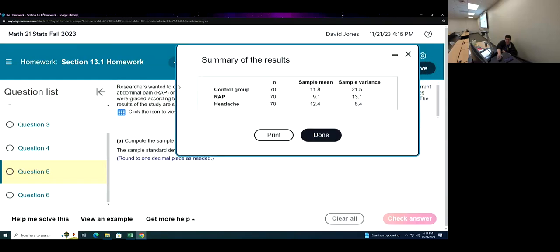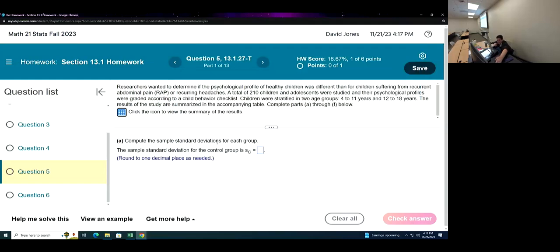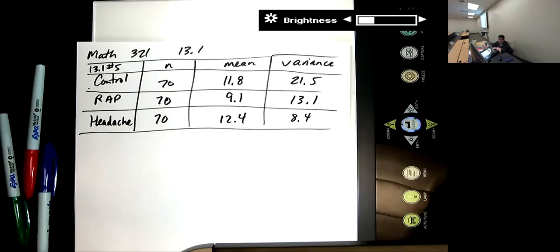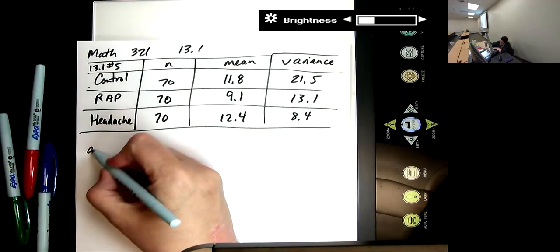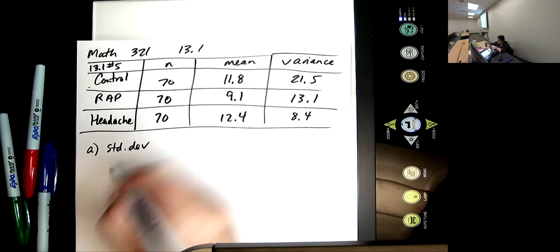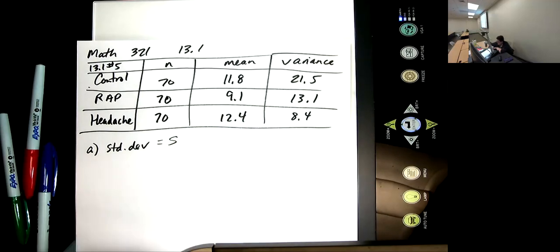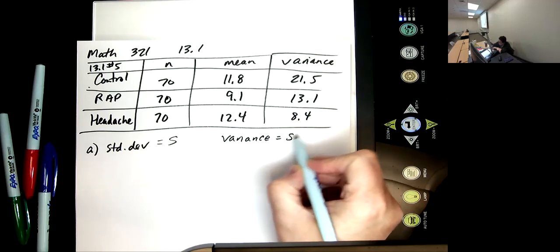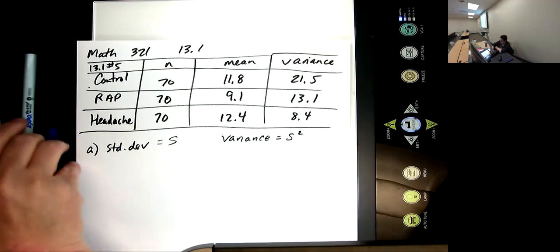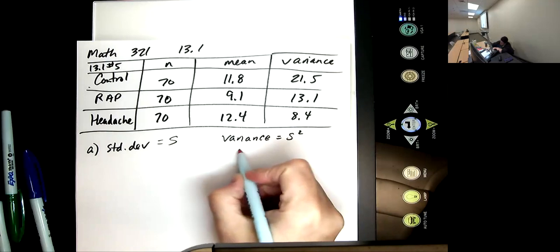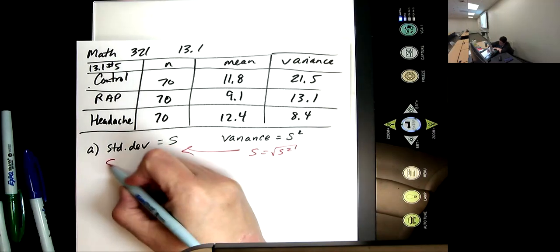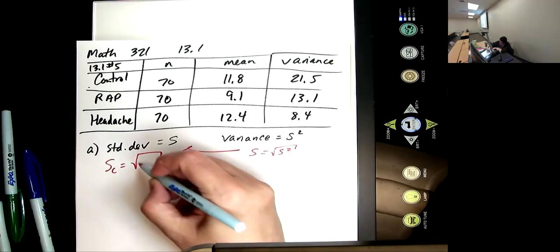And it wants us to find the sample standard deviation for each group. So, zoom out. So part A is find standard deviation. Standard deviation is S. Variance is S squared. So if we want to get S and we have the variance, what we can do to get S is the square root of S squared. So my S for the control group should be the square root of 21.5, whatever that is.